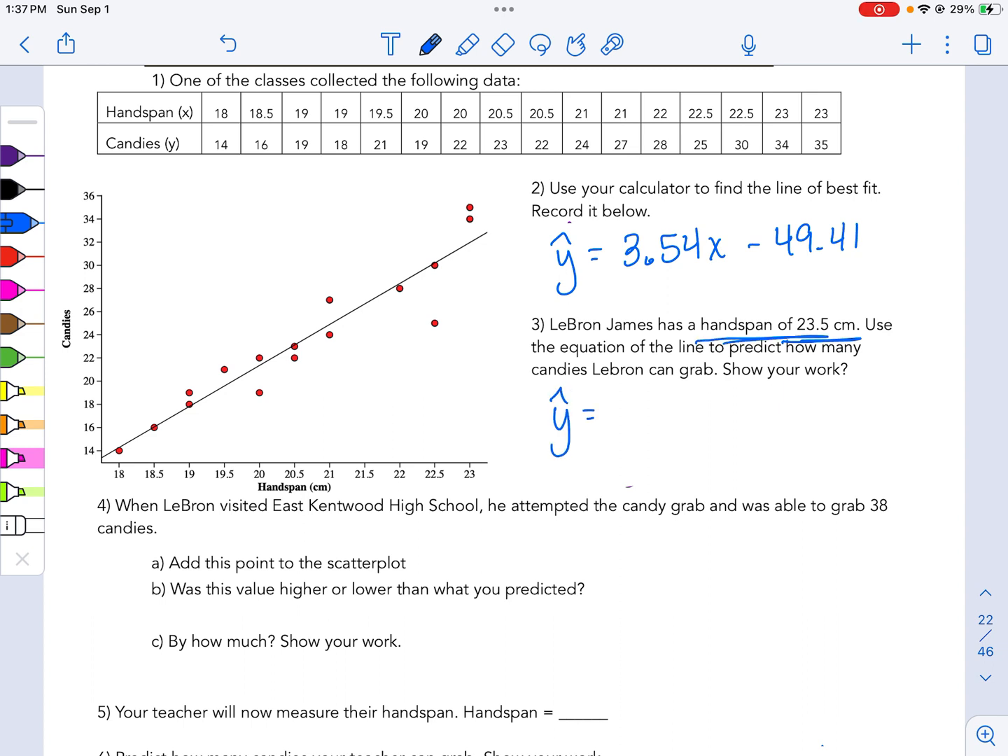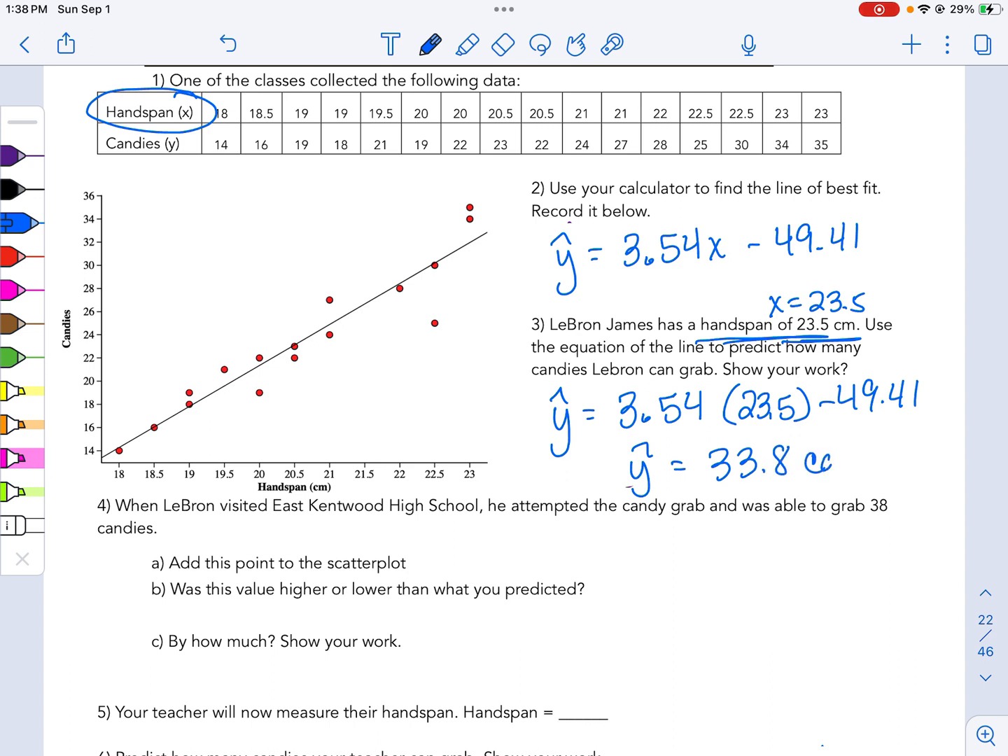Now, 23.5 is a handspan, so handspan was x. So we know that x is 23.5. We're going to go to this equation, 3.5 times x. His handspan was 23.5, so we're just going to take that 23.5 and plug it in for x. And don't forget, we've got to subtract the 49.41. If you plug that into your calculator for the y value, we get 33.8 candies, right?